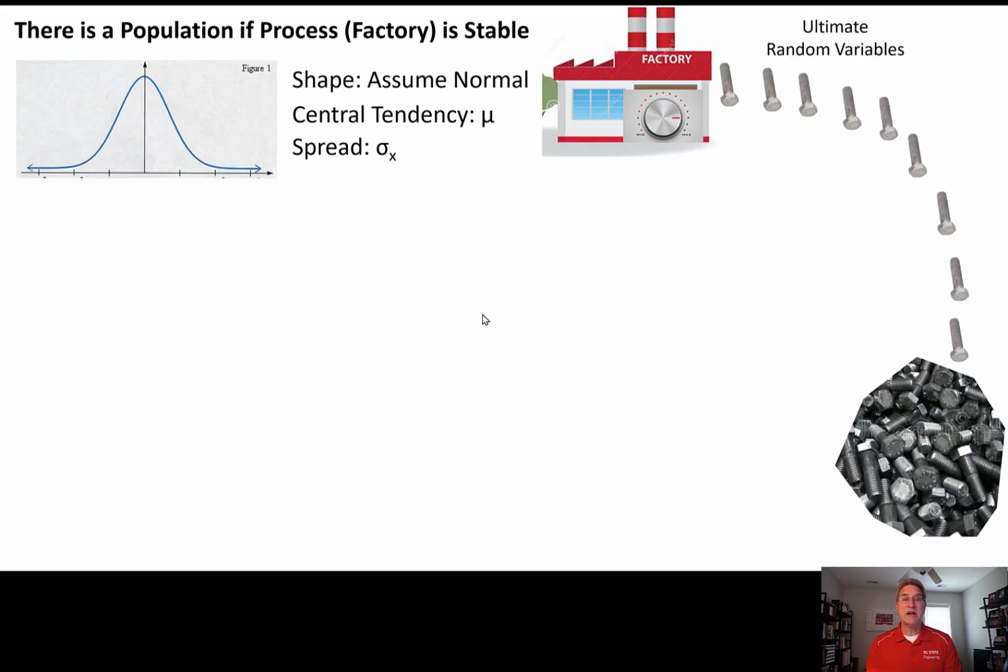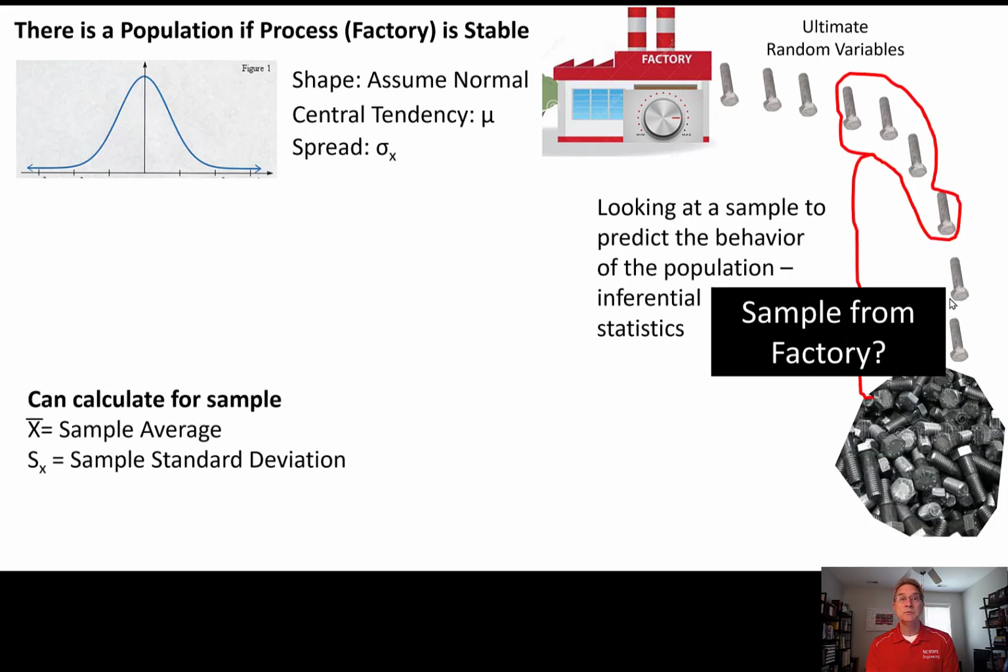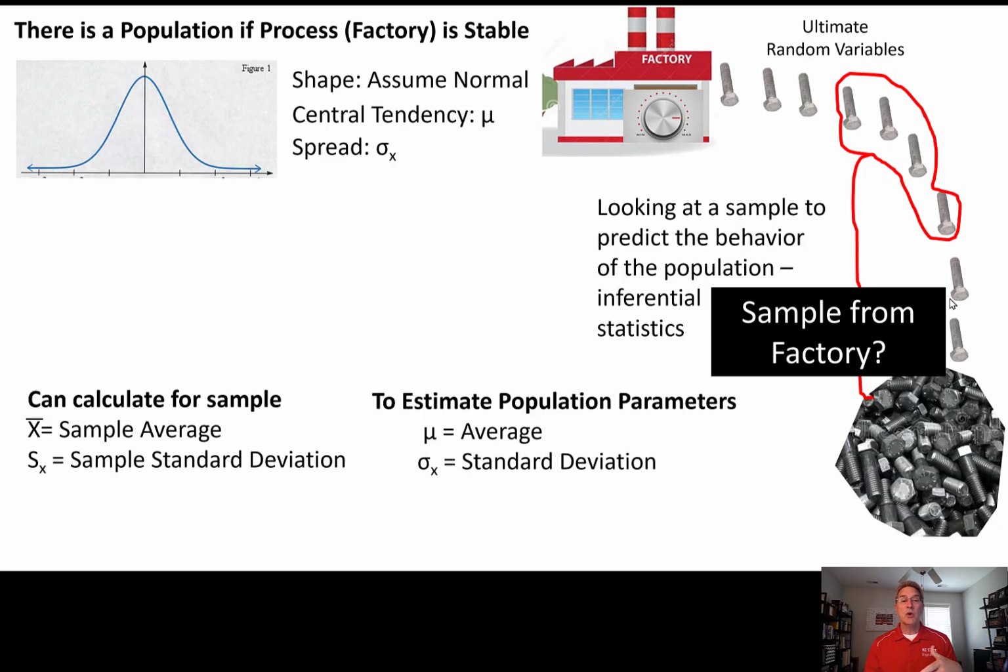So we said, great, here's what we're going to do. There is a population. We used our factory as an example. And for now, we're saying we know that it follows a normal distribution, so it's got a mu and a sigma for central tendency and spread. And parts are coming out of that, and they are random variables following that distribution. We're going to take a sample, and we're going to calculate the sample average and sample standard deviation in order to estimate the population parameters.